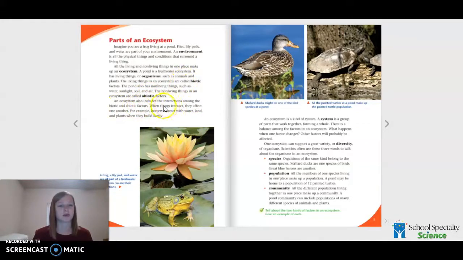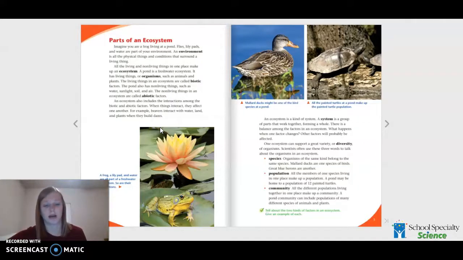Okay, an ecosystem also includes the interactions among the biotic and abiotic factors. When things interact, they affect one another. For example, beavers interact with water and land and plants when they build dams. All right, so we're going to add these to our notes.